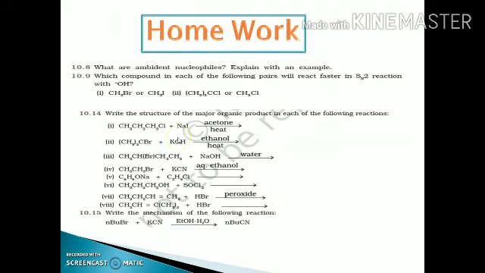Now, this is your homework. In the first question, we have to discuss what are ambident nucleophiles. Ambident nucleophiles are those nucleophiles which have two nucleophilic centers, and you have to explain with an example. And the next one is you have to show the reactivity of the substances by the SN1 and SN2 mechanisms. Third question, you have to write down the major products formed in the chemical reactions, and the last question is you have to write the mechanism of the reaction.